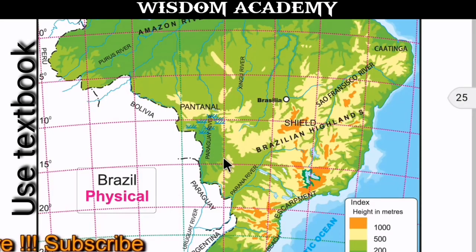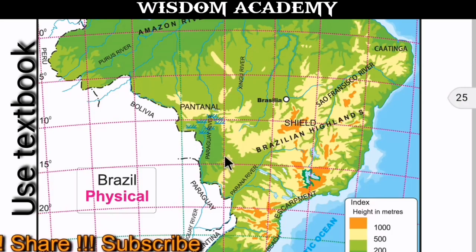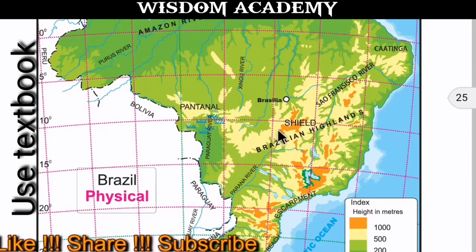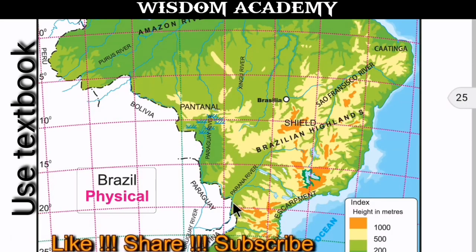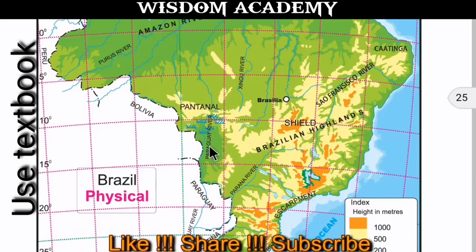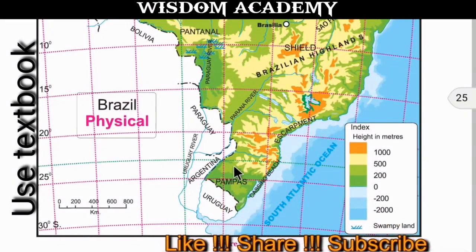Some major rivers like Uruguay, Paraguay, Parana originate from the southern slopes of the island. So here is the southern slope of the island. Here we are having the Parana River. Here we are having the Paraguay River. Here we are having the Uruguay River.